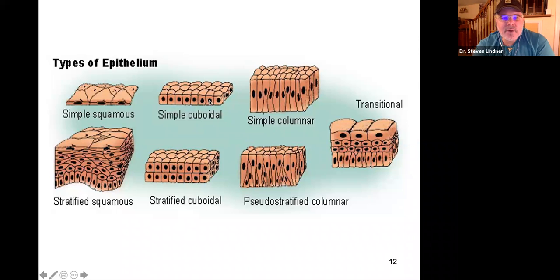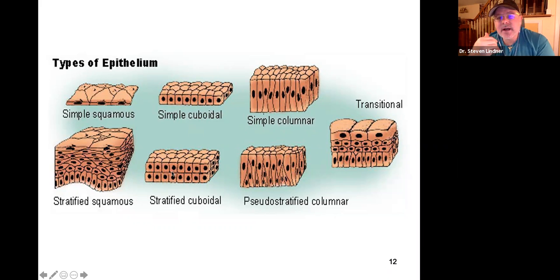If I go to this one, this again is one cell layer. If I look at the one below it, it's multiple. Because these are not flat anymore, and these are not tall columns like these to the right, but are square or cube shaped, we're going to call this simple cuboidal epithelium. But down below, we're going to call this stratified cuboidal because it's more than one cell layer. It's 2 layers thick.